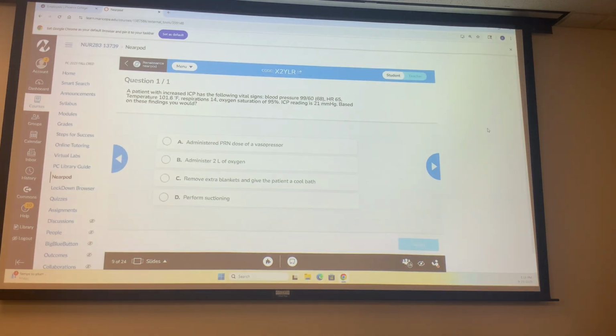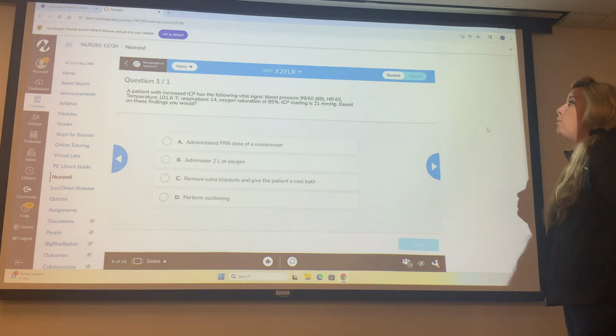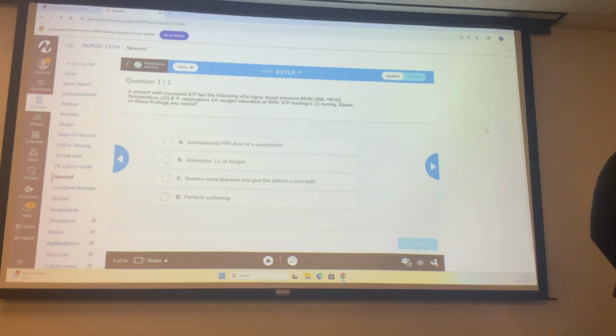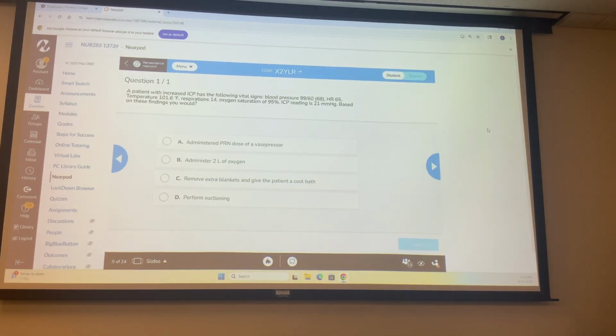The temperature. Okay, so they are febrile, they have a fever, right? ICP reading is 21. So ICP is high, right? Is it moderately high or severely high? Severely, we need to do something about it. So the ICP is high, 21.